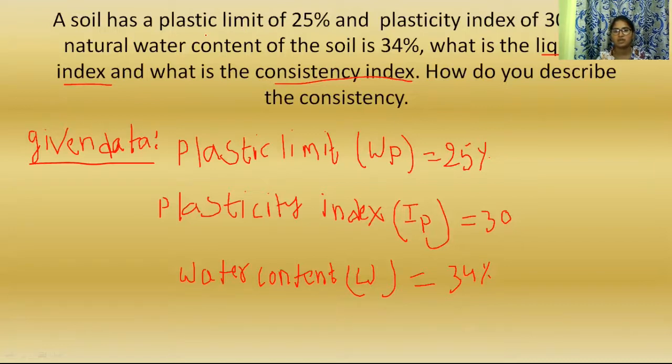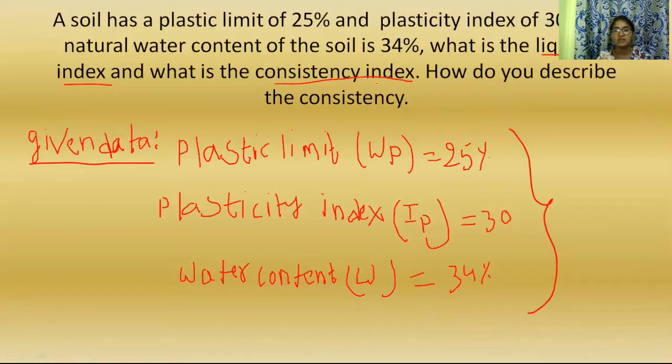First you should know what the plastic limit, the plasticity index and the natural water content symbols are. That is very important for our calculations. Units are also very important, otherwise you can lose 1 mark. So first write the given data: plastic limit W suffix P is 25%, plasticity index is 30 and water content is 34%.